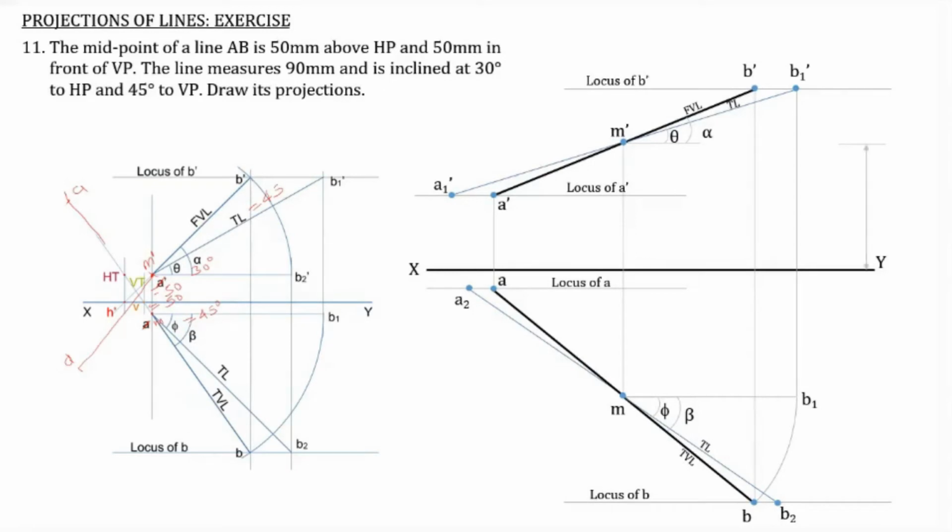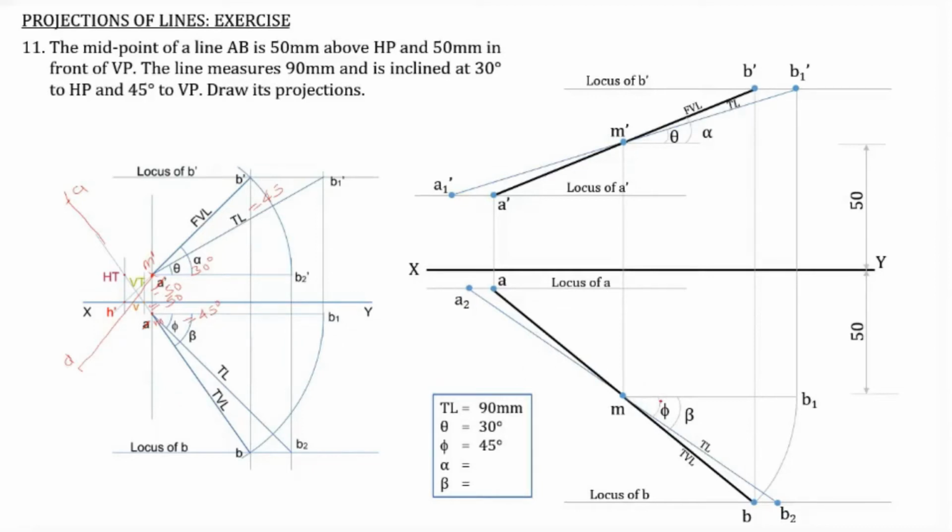And give the dimensions also. Here this distance is 50 millimeter, that is M dash, and the M is also 50 millimeter. And then finally the given values, and the values obtained from the figure, you also have to mention in a box. That is, the true length is 90 millimeter, theta is 30 degree, which is given in the question, phi is 45 degree, again given in the question, and alpha and beta you have to measure from the drawn figure. So this is the method.